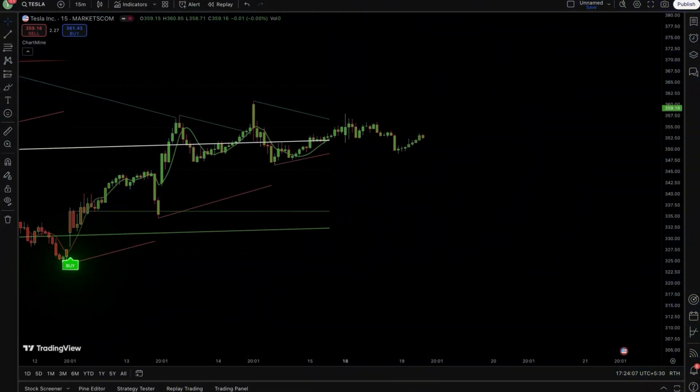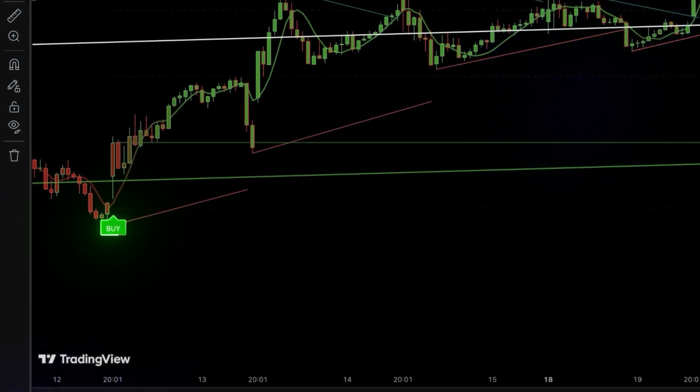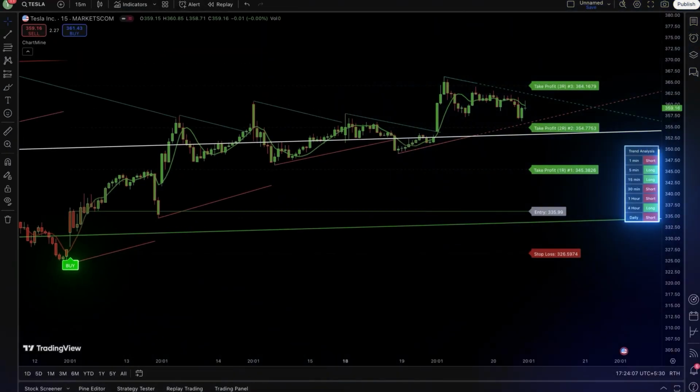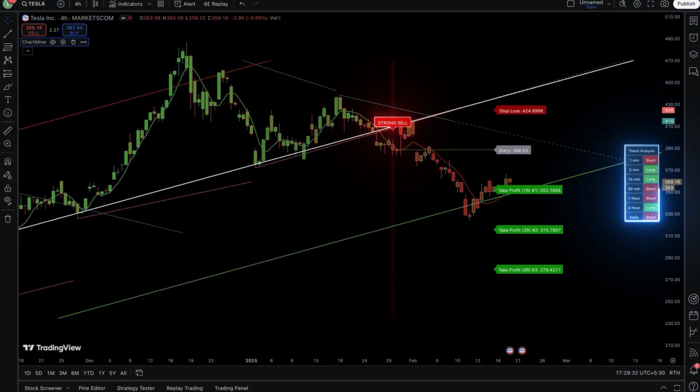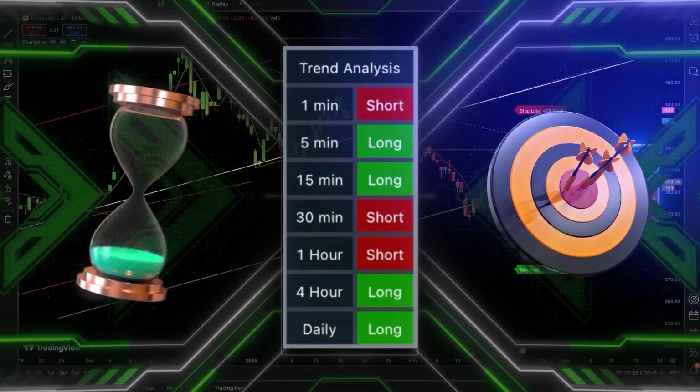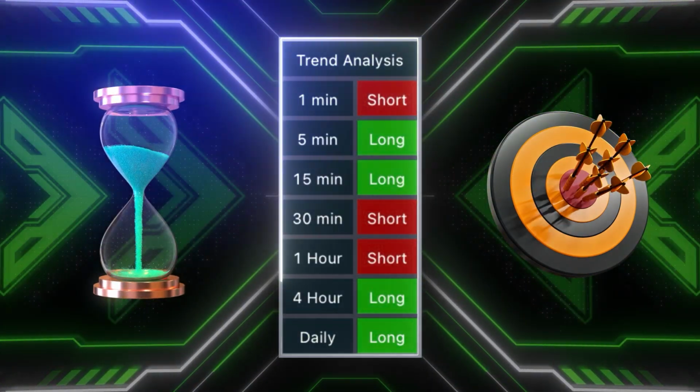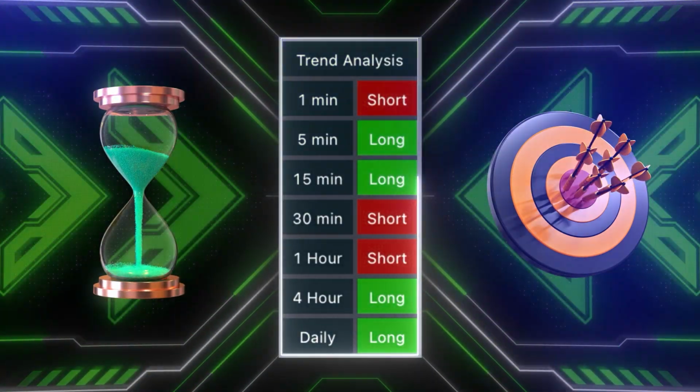For example, a trader looking at Tesla stock might see a strong buy signal on the 5 and 15-minute chart, but the 4-hour chart could still be in a downtrend. In such cases, waiting for confirmation across both timeframes can improve trade accuracy.